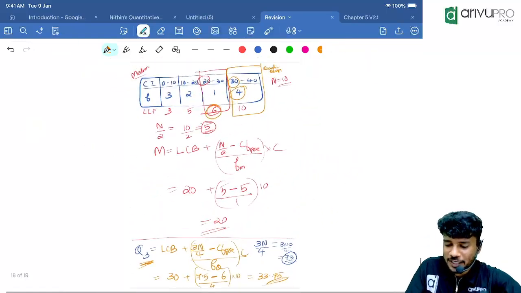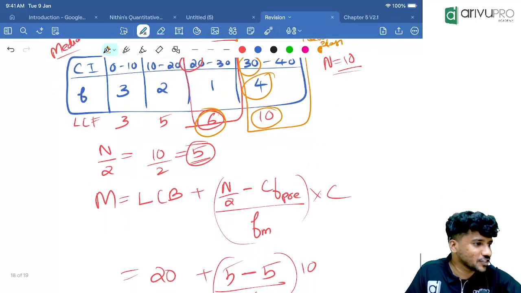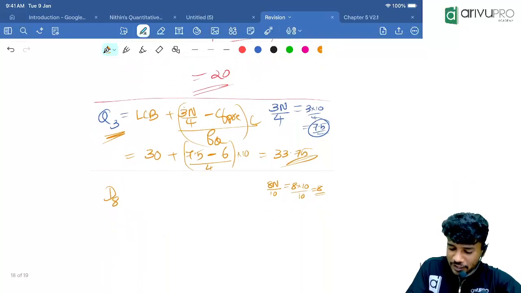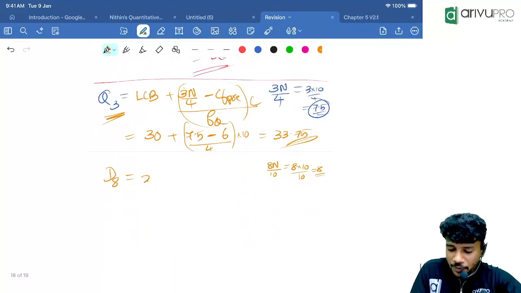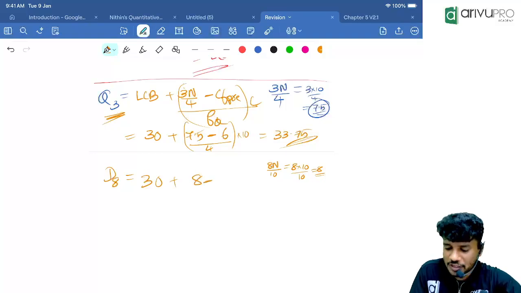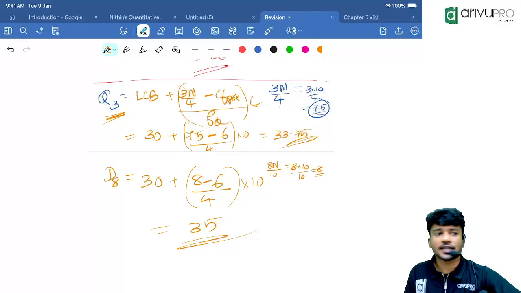8. Which cumulative frequency is greater than 8? That is 10, the class 30 to 40 is the same. That is our decile class. Lower class boundary is how much? 30 plus 8 minus 6 divided by 4, into 10. How much are you getting? 35. 35 is your decile 8.